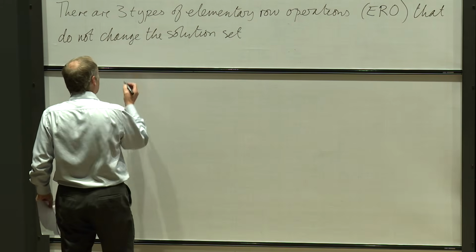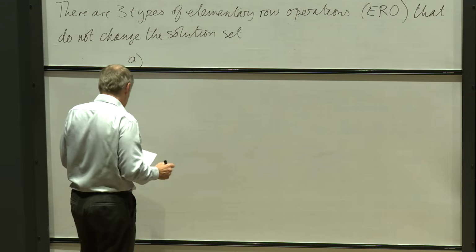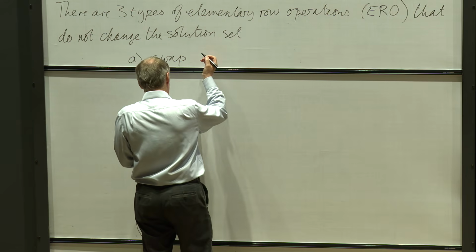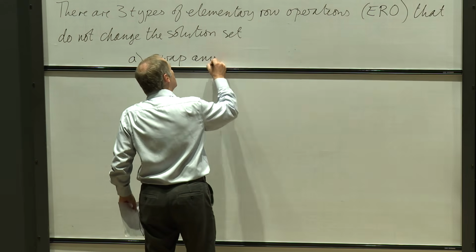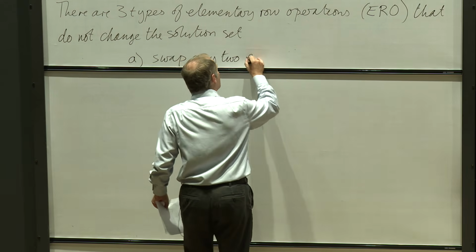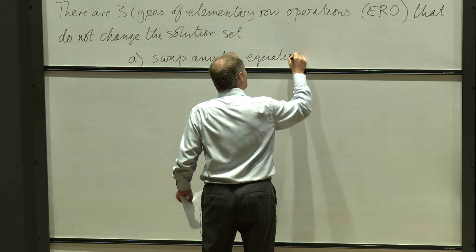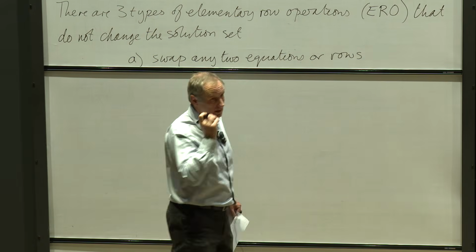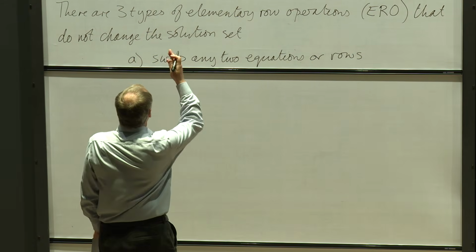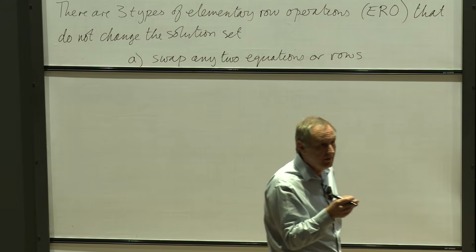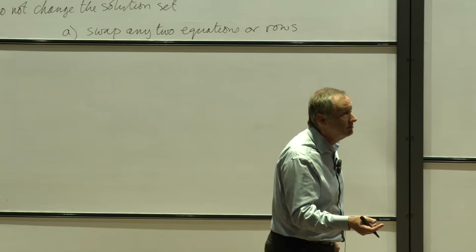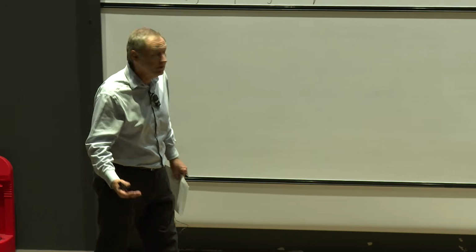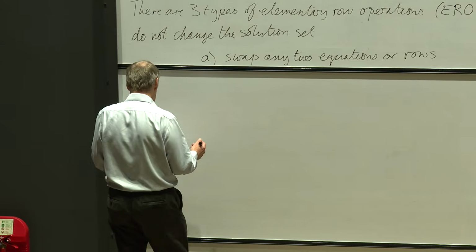So the first elementary row operation I'll call A is to swap any two equations. And the equations correspond, of course, to rows, as you've seen in this matrix. So I can swap them. In other words, those equations I was given at the top, I could have been given the second one first, the first one third. So no change in the solution set if I simply take them in a different order. They're the same equations.